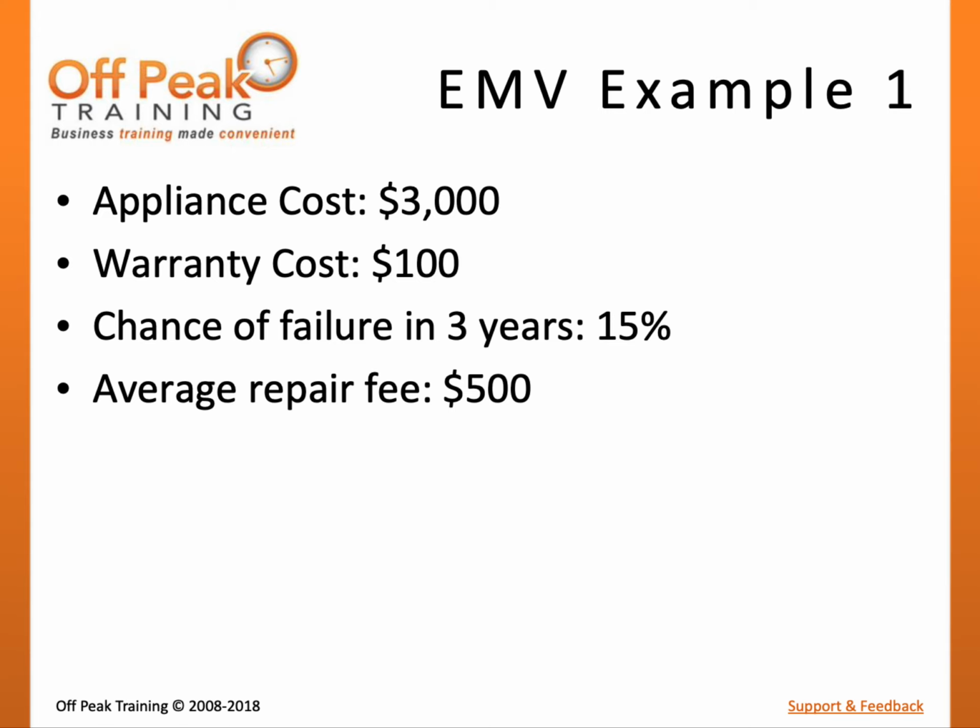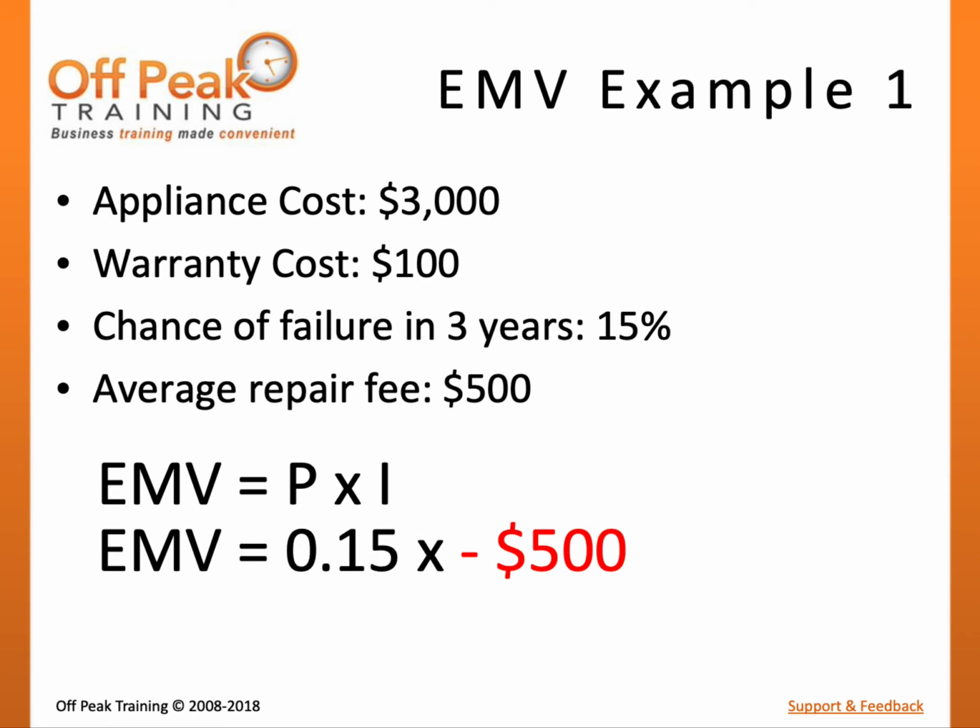The formula for expected monetary value is simply the probability of occurrence multiplied by the impact on the project objectives. In this example, the probability of failure is 15% and the average impact is negative $500. Using the formula, we can calculate the expected monetary value as negative $75. This simple model has estimated the value of the risk at negative $75 as compared to the cost of the warranty, which would cost $100.